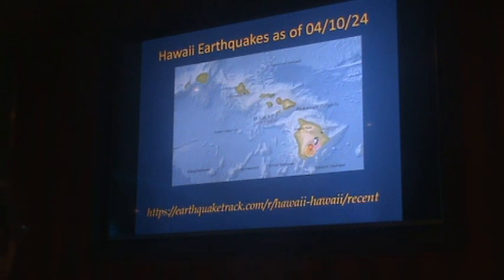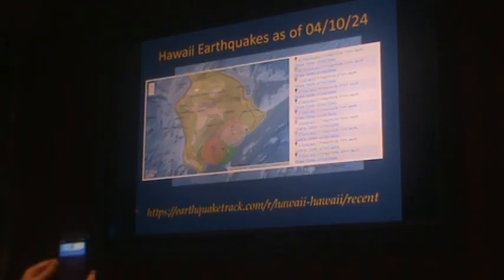And I thought I would pull this up. Hawaii earthquakes as of today. I picked them up today, actually, and I'll give you what that looks like. Here's what's been going on today over there. They've been having earthquakes probably about every 20 minutes. There's an earthquake taking place.